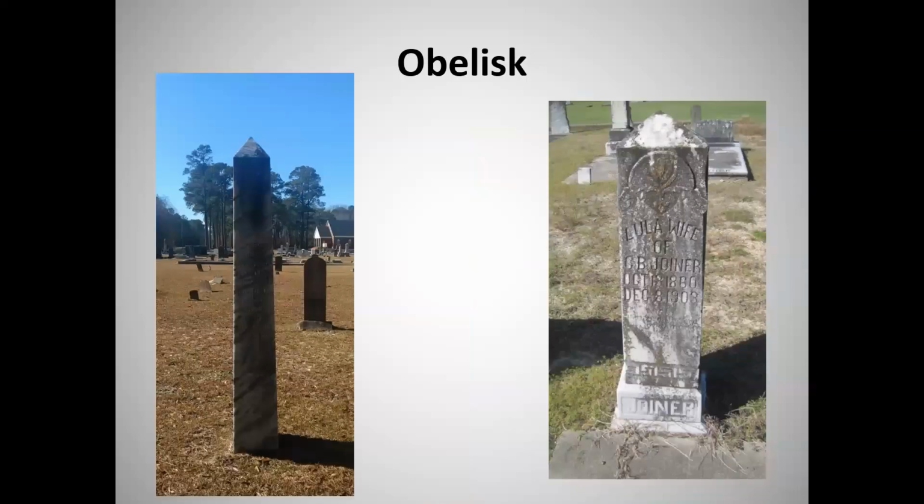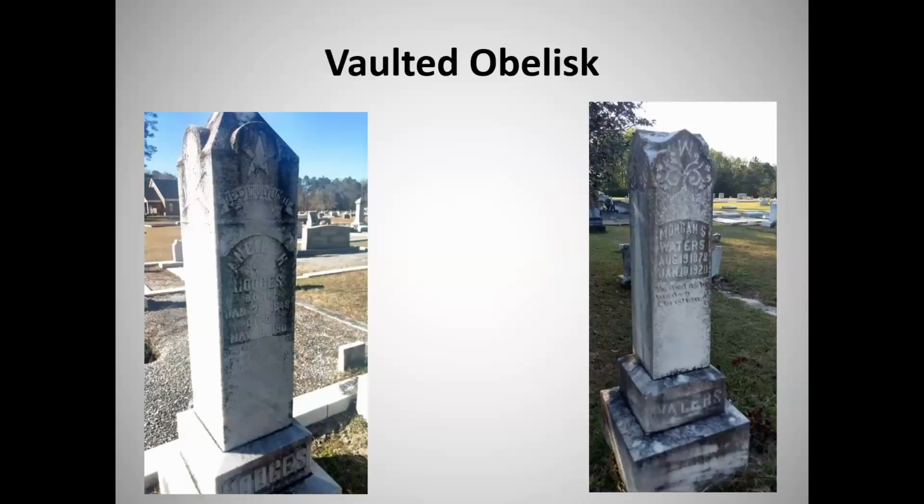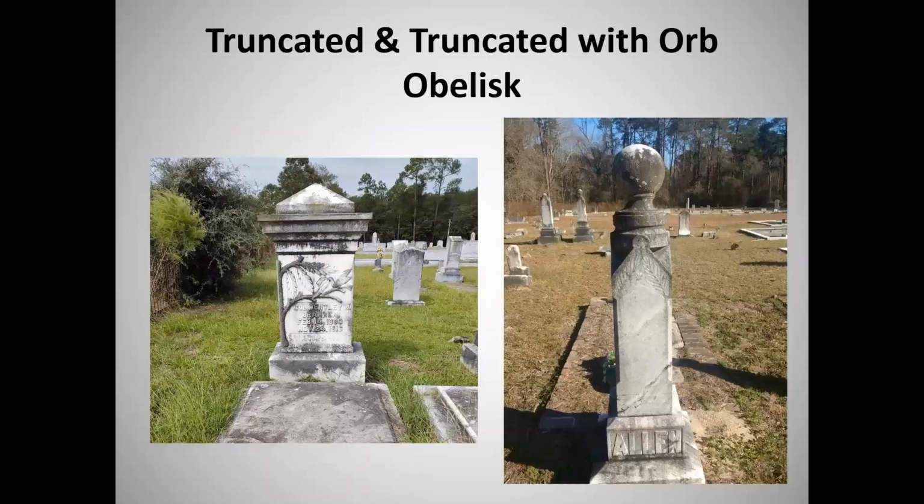These are kind of smaller, and also this one is only about two and a half feet tall, so they can be short or quite tall. You have vaulted obelisk, where instead of just a single point, they have points on all four sides. A truncated or truncated with an orb obelisk. These are going to come out a little bit further and then go back in with something on top.